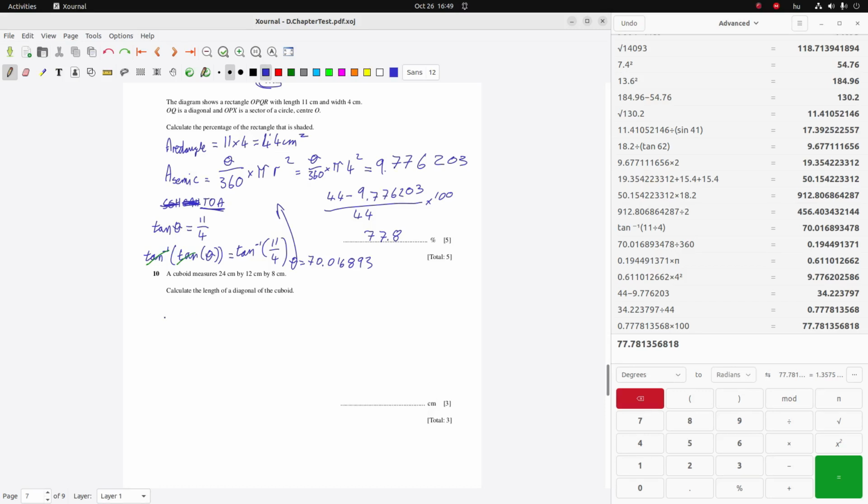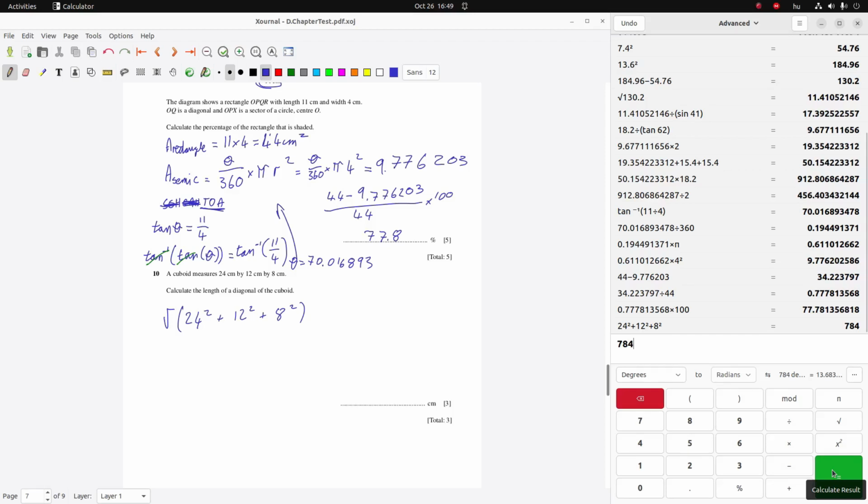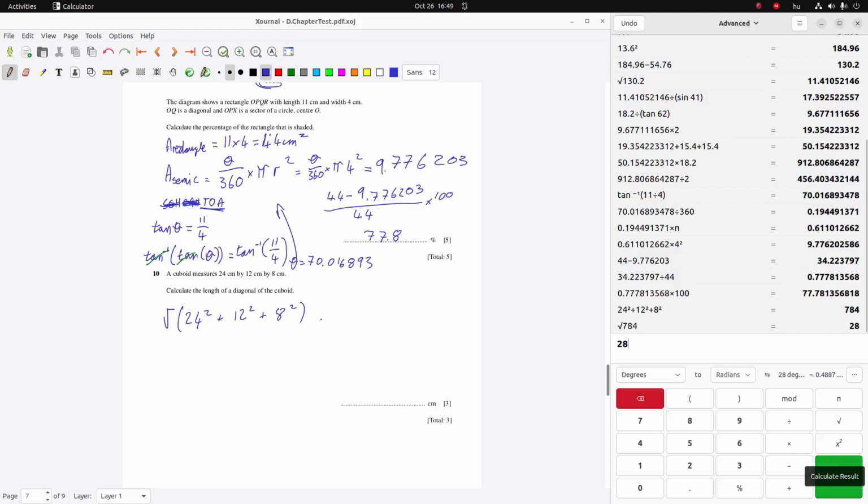To find the diagonal of a cuboid is just like with Pythagoras, but we've simply got to find the square root of 24 squared plus 12 squared plus 8 squared. And let's just put it in the calculator. And then we've got to find the square root of that. And that's equal to 28. That's an easy one, right?